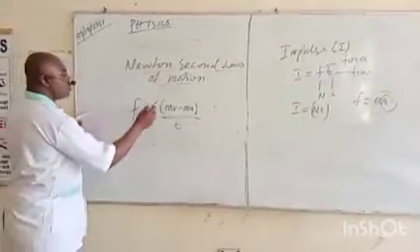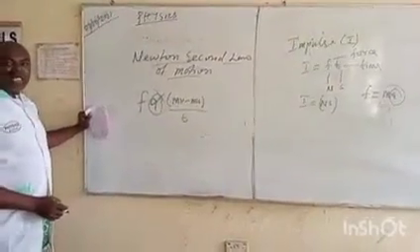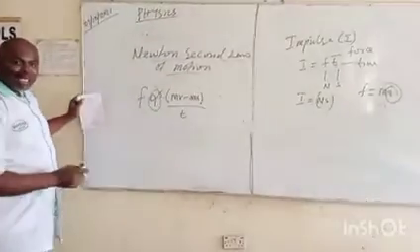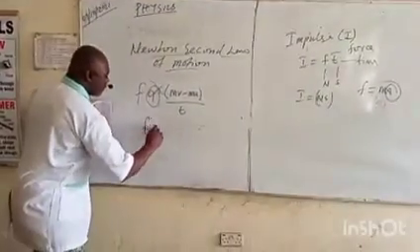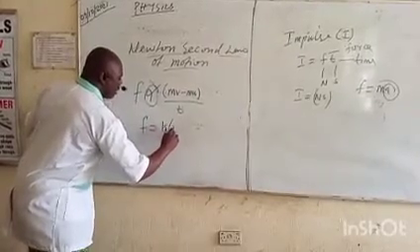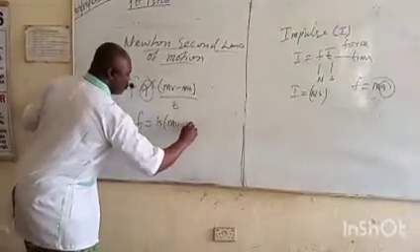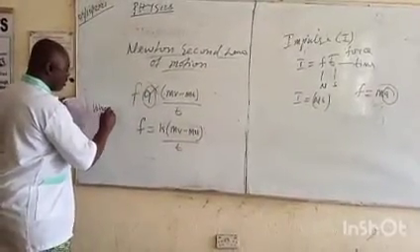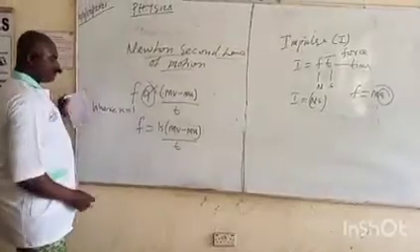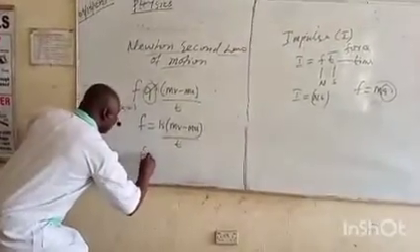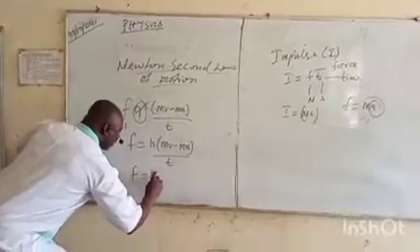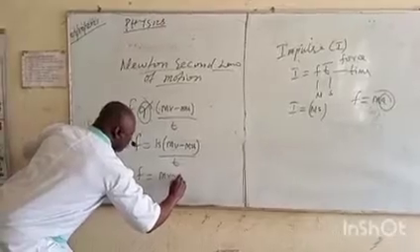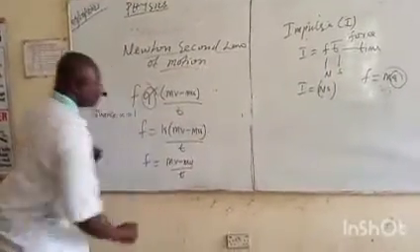And this sign you see is called the proportionality sign. To remove a proportionality sign, you introduce what we call a proportionality constant, which is F = K (mv - mu)/t, where K is equal to 1. It implies that F = (mv - mu)/t.